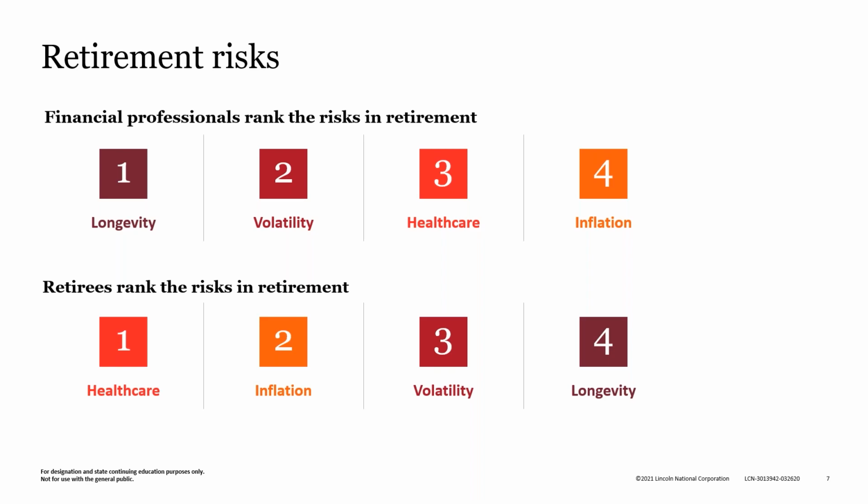Now, for the retirees that we asked those questions, number 1 consistently was healthcare. That was the biggest risk they saw in retirement. Number 2 being inflation, the increased cost of buying food and other things that they need, then volatility, and finally longevity. So those are how the 2 groups, financial professionals and retirees, ranked the risks. Each of these is a critical factor in retirement planning.